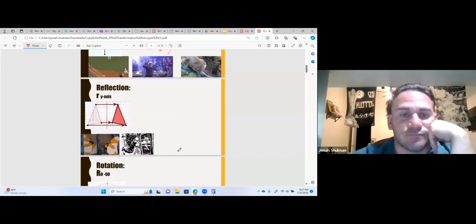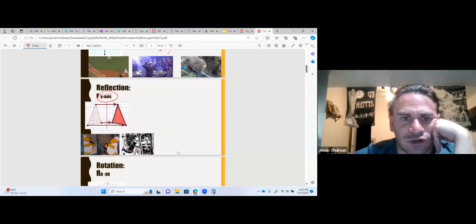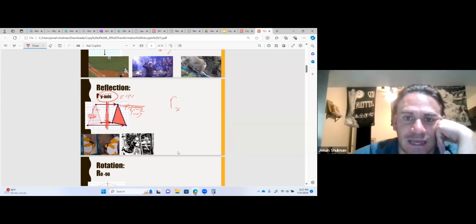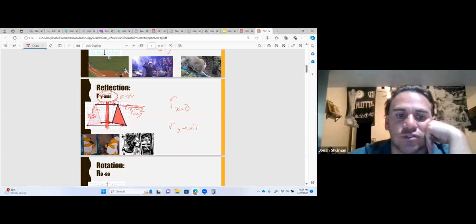Here's your reflection. This is always what you're reflecting over. So this is our pre-image. That's our image. Oh wait, it's the other way around because the arrows are going this way. So there's your pre, there's your image, and we're reflecting it over the y-axis. Or it could have said x equals 0. They're the same thing. It means we're reflecting over this line. You can always count 1, 2, 3, 4, 1, 2, 3, 4, and they match.